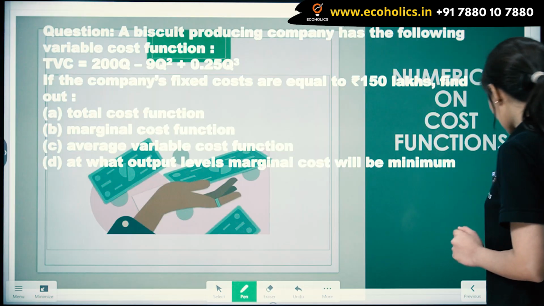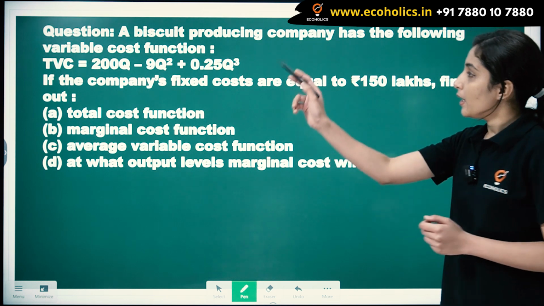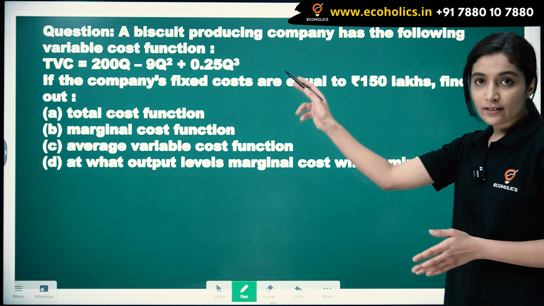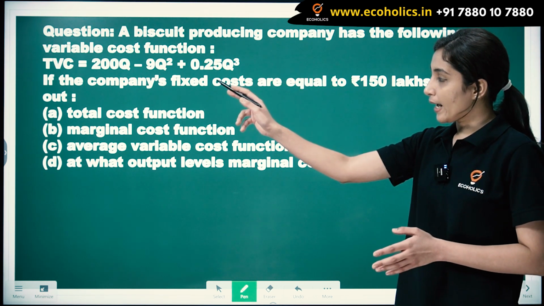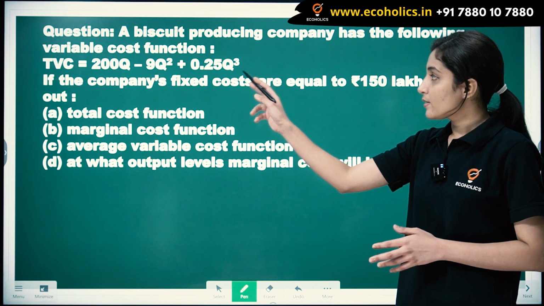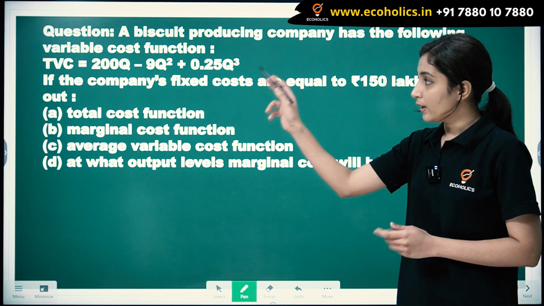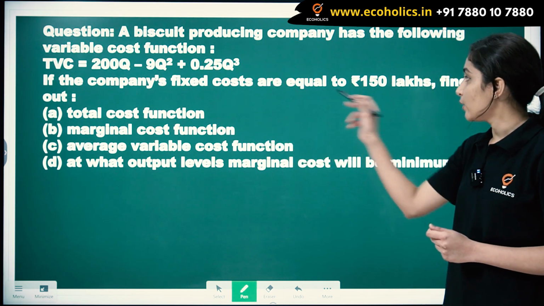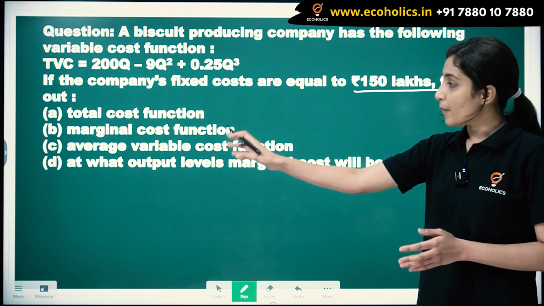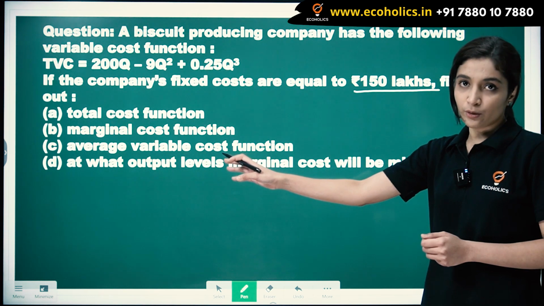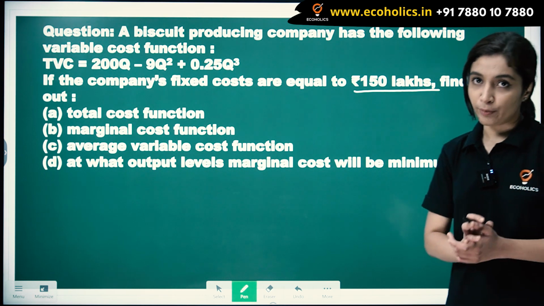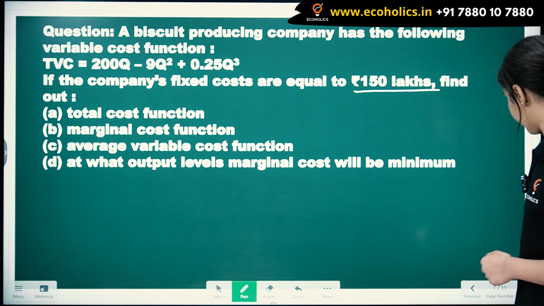So, we have this question. A biscuit producing company has the following variable cost function: total variable cost is given as 200Q minus 9Q square plus 0.25 Q cube. If the company's fixed costs are equal to 150 lakh, find out total cost function, marginal cost function, average variable cost function, and at what output level marginal cost will be minimum. So let's look at this example.